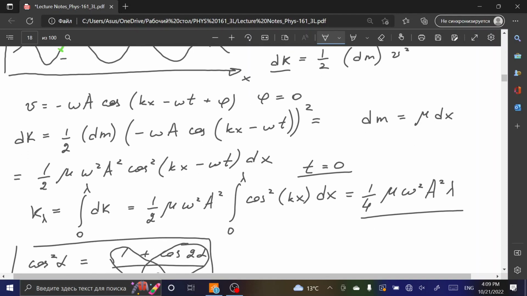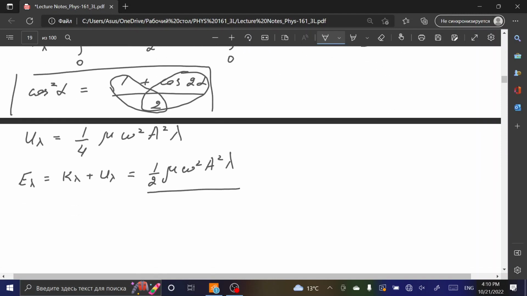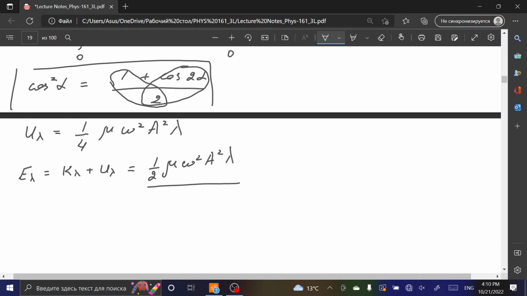You should look closer to this, where it is. No, it's a bit lower. Should look closer to this equation. And we understand that this equation gives us the total mechanical energy per one wavelength of this wave. So what will be the rate of energy transfer through a given cross section of the string?